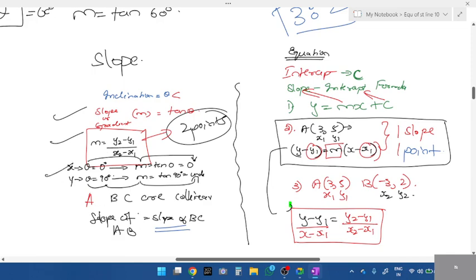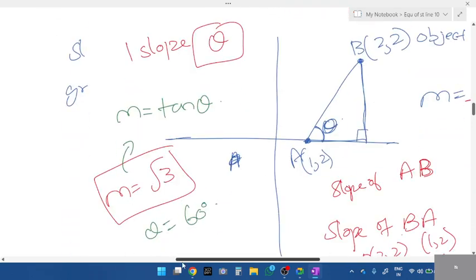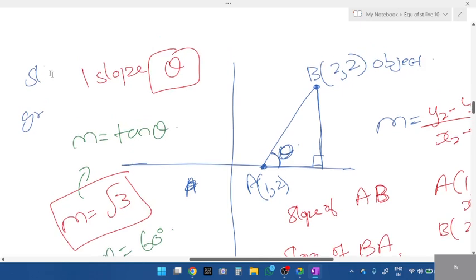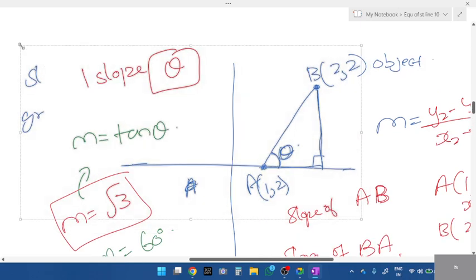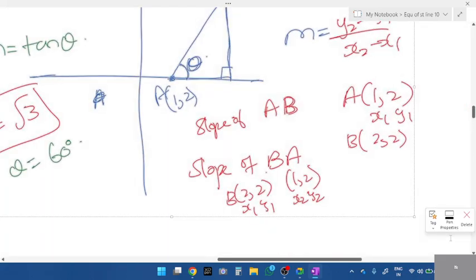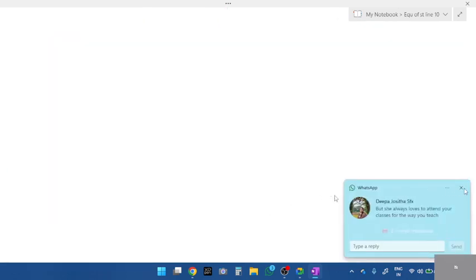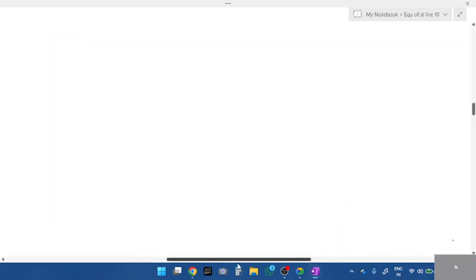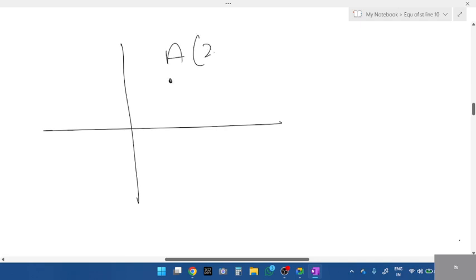Even this concept is done. Now, when 3 points are given, let me explain this. We use slope twice. Let me take a value. Imagine this is point A, students. Point A, 2, 2. Then this is point B, the reflection point. Let us take it as 4, 3.